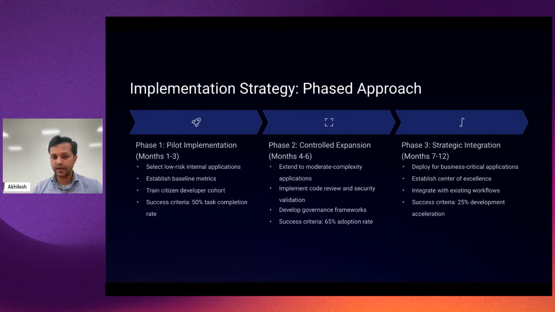And the success criteria from this is you want to make sure there's at least a 65% adoption rate, right? And if that is done, then we can get to phase 3, which is scale strategic. Now you want to tackle the business-critical applications. You want to look at the excellence model, spread the expertise around AI tools, how to use them, what the best approaches are, what works, what doesn't work. And you start integrating that with the existing development environments.